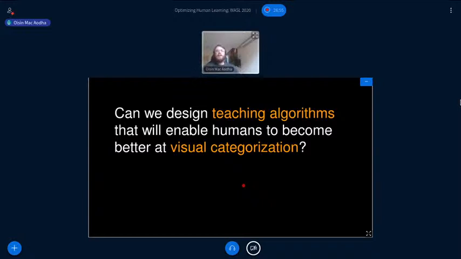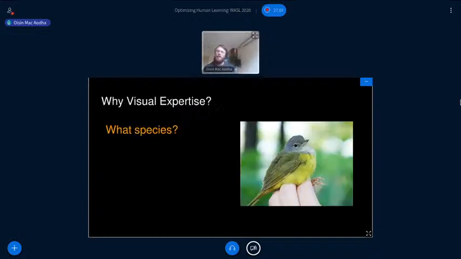I'm particularly interested in the question of how can we design teaching algorithms that enable human learners to become better at visual categorization tasks. So you might ask, why visual categorization? Why visual expertise? One of the simple reasons is that many of the kind of tasks that we're faced with when we engage with the natural world can be framed in the context of categorization tasks.